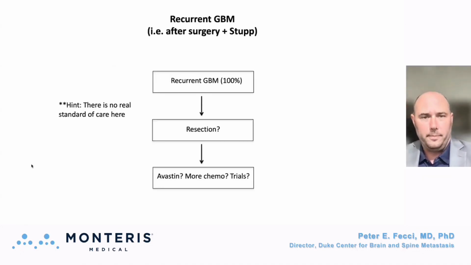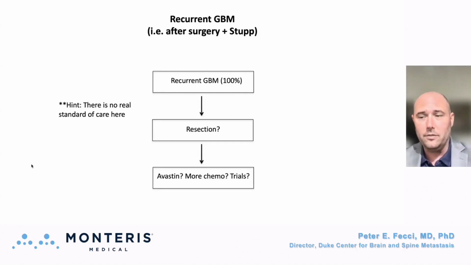What about recurrent GBM? Well, we're moving on. We've covered newly diagnosed GBM. We're going to move into this realm here. This is a very easy area to find a large group of patients who don't have a standard of care. So again, 100% of GBMs essentially are going to recur. What are you going to offer these folks? Are you offering them resection? Are you offering them Avastin, more chemotherapy, different chemotherapy, trials, more radiation, SRS? Hint, no standard of care here.